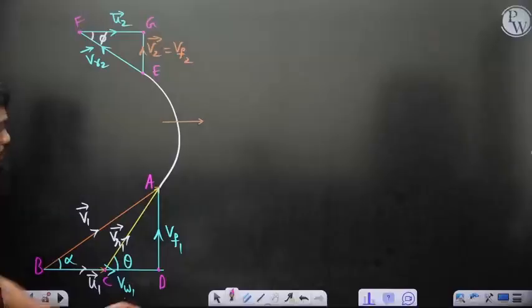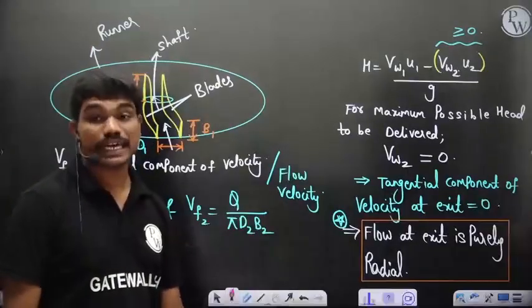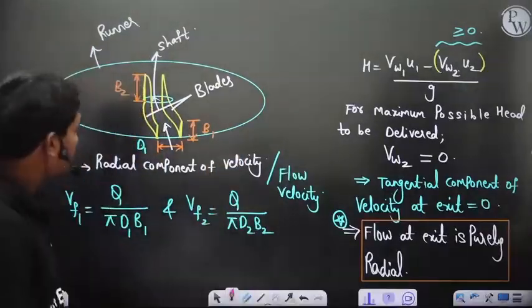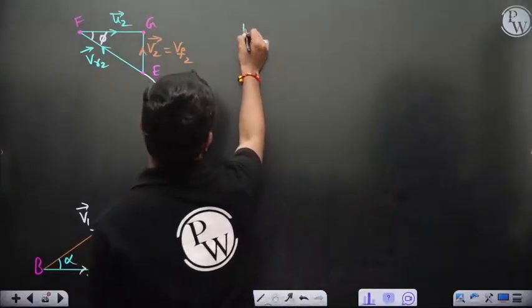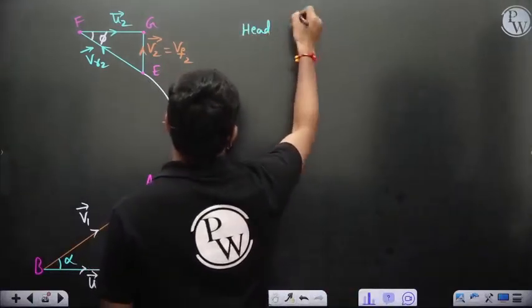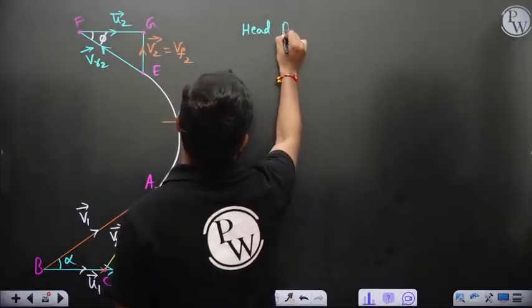This point is very important: flow at exit is purely radial. They'll ask you why. That's the reason, okay. So let's see head delivered, because if you multiply with rho Q g you will get the same thing.